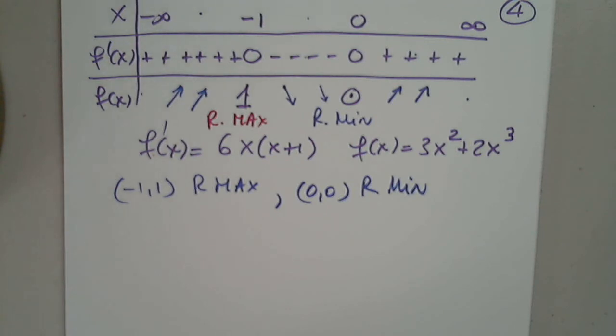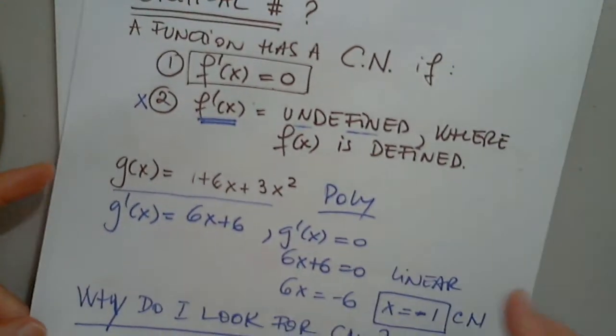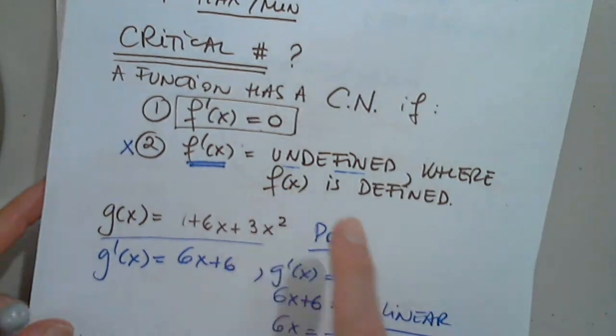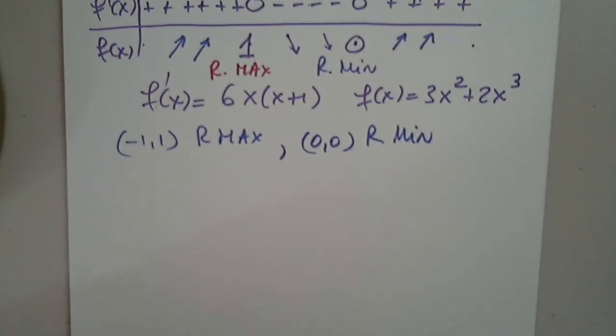Are you able to show us one where the second rule you talked about applied? That's not a polynomial function. You mean how to find critical numbers from f prime being undefined? Yeah. Sure. Here it is.